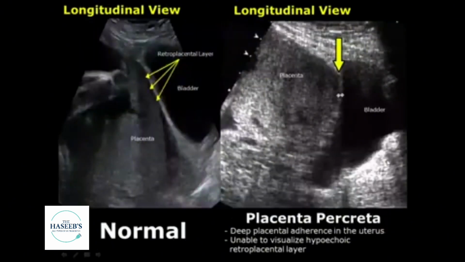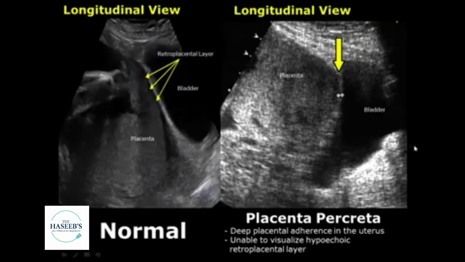Now we move on to placenta accreta. It is the abnormally deep adherence of the placenta in the uterus. It has three types based on its severity. The mildest form has the same name, placenta accreta. It is the mildest form in which the placenta adheres deep into the endometrium but does not invade the myometrium.